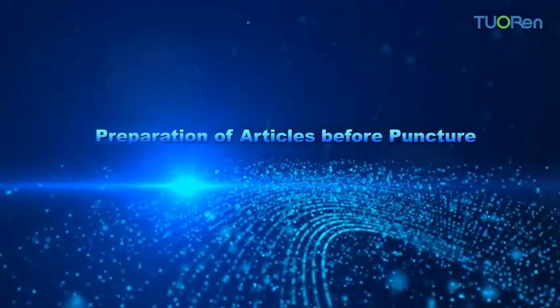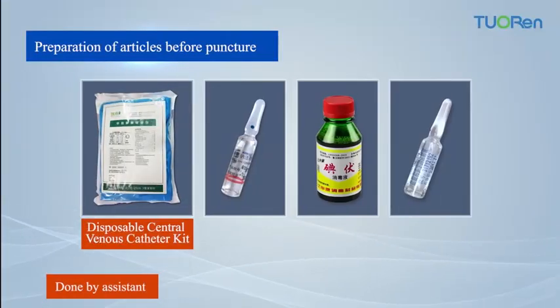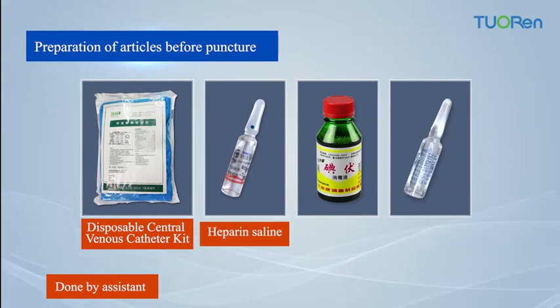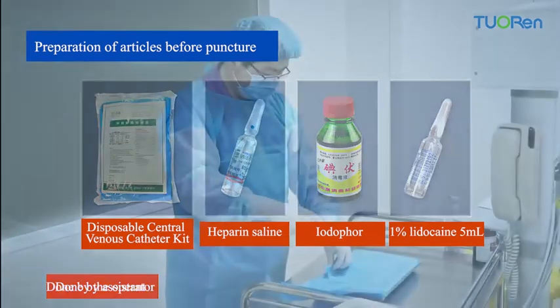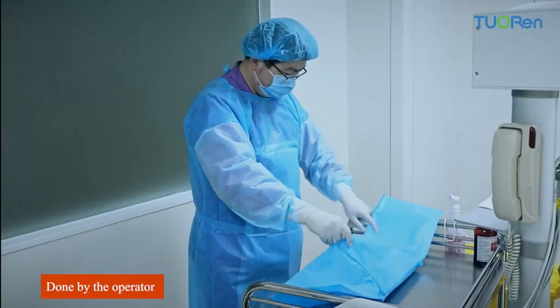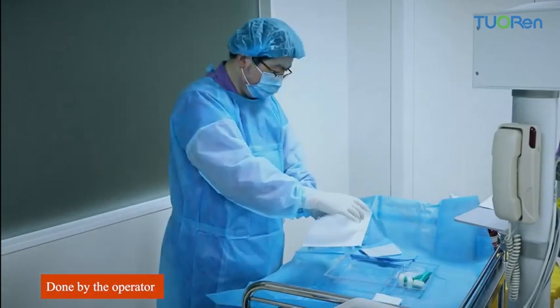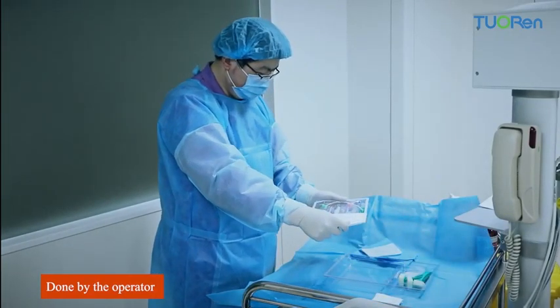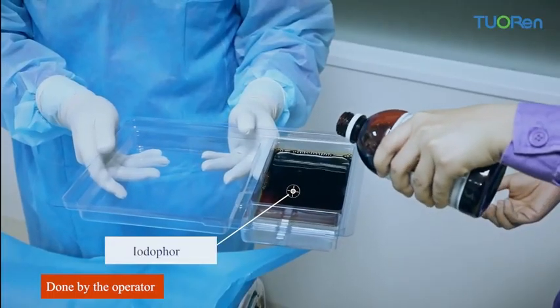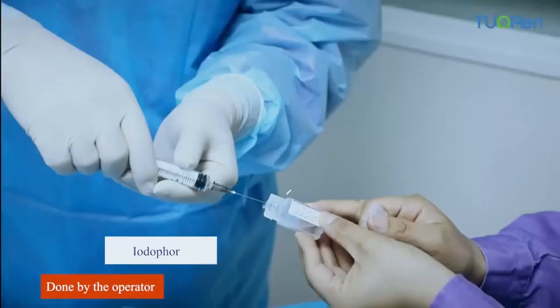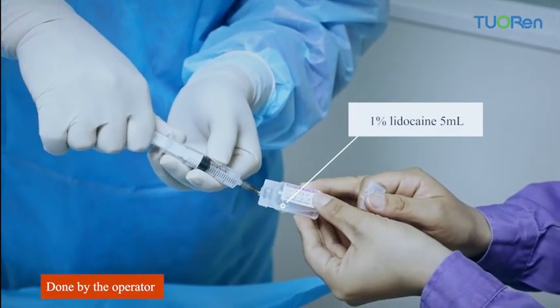Preparation of articles before puncture. Disposable central venous catheter kit. Heparin saline, L-dopa, 1% lidocaine 5 ml. Pour L-dopa, 1% lidocaine.